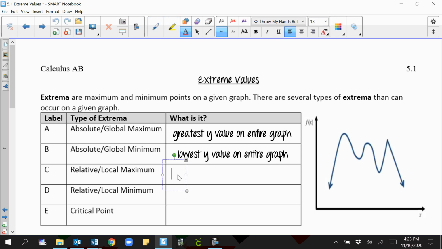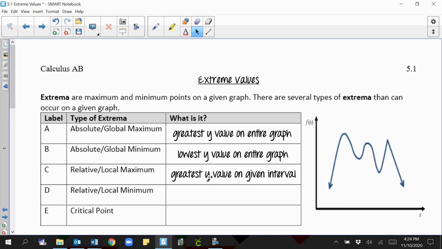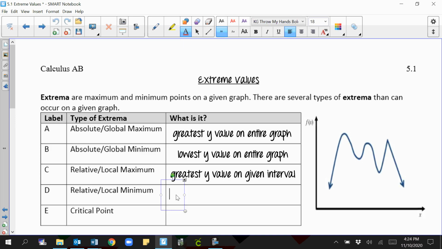A relative slash local maximum is the greatest y value on a given interval. So that's the greatest y value on a given interval. And similarly, the relative slash local minimum is the lowest y value on a given interval.